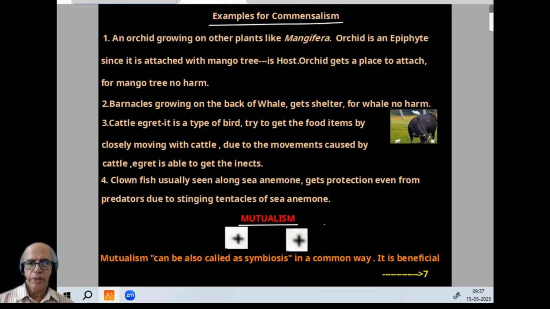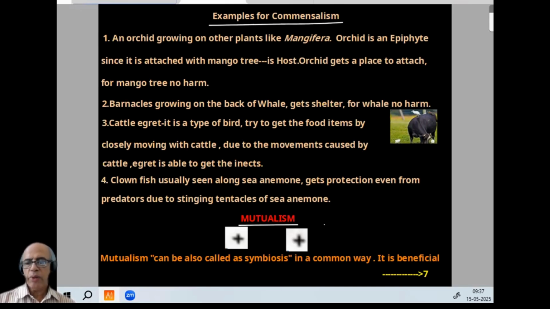Next is barnacles growing on the back of the whale, which get shelter. For the whale, no harm. There is another interesting example we already observed in our life: cattle egret. Egret is a type of bird. The photograph I gave will make it easy for you. Due to the movements caused by the cattle, the egret is able to get its food like insects. Now fourth is clownfish, usually seen along with the sea anemone. It gets protection even from predators due to the stinging tentacles of the sea anemone. So example wise, take care, it will be difficult to remember because different interactions come, and the examples will be confusing for us.